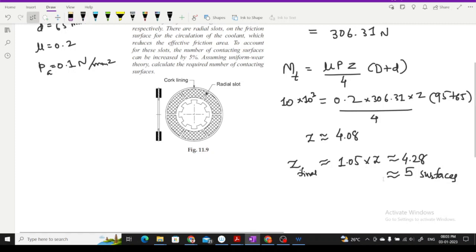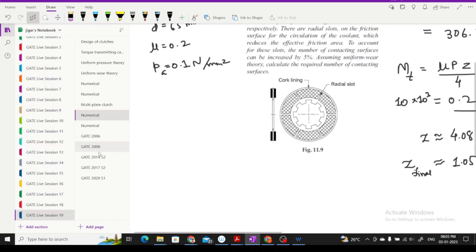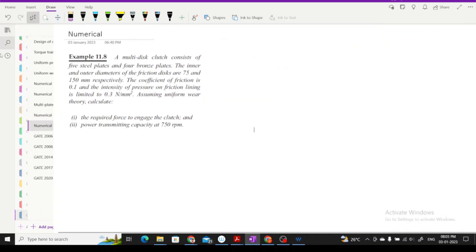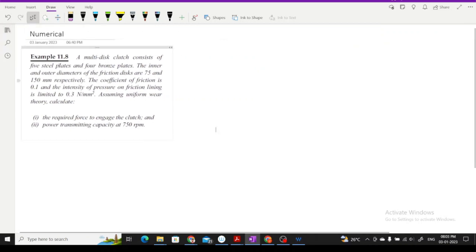Yes. So now, once you have this idea, let us do one of a similar kind. A multi-disc clutch consists of 5 steel plates and 4 bronze plates. The inner and outer diameter of the friction disc are 75 and 150 mm respectively. Coefficient of friction is 0.1 and the intensity of pressure on friction lining is 0.3 Newton per mm square. Assuming uniform wear, calculate the required force to engage the clutch and power transmitting capacity at 750 rpm.